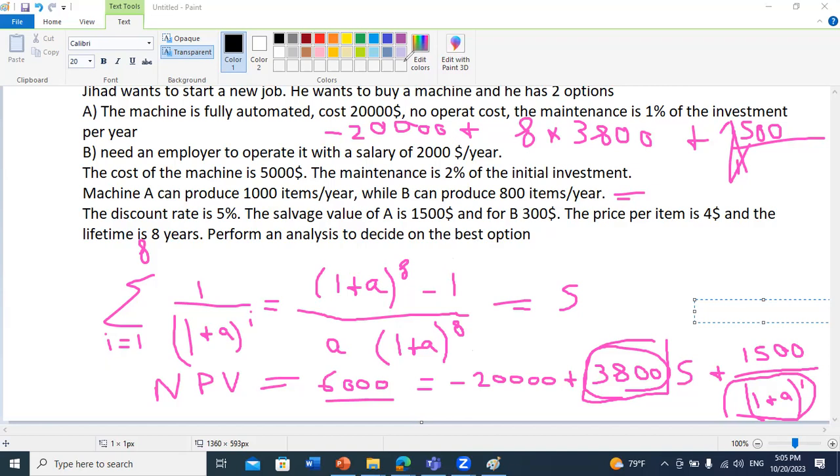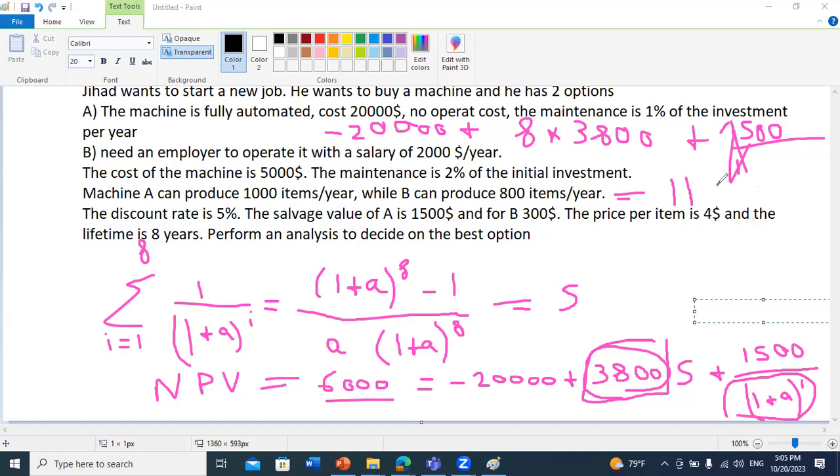Guys, do you hear me? Can anyone please do the calculation to see what will be the net present value if we don't consider the time effect? Professor, it's 11,900.